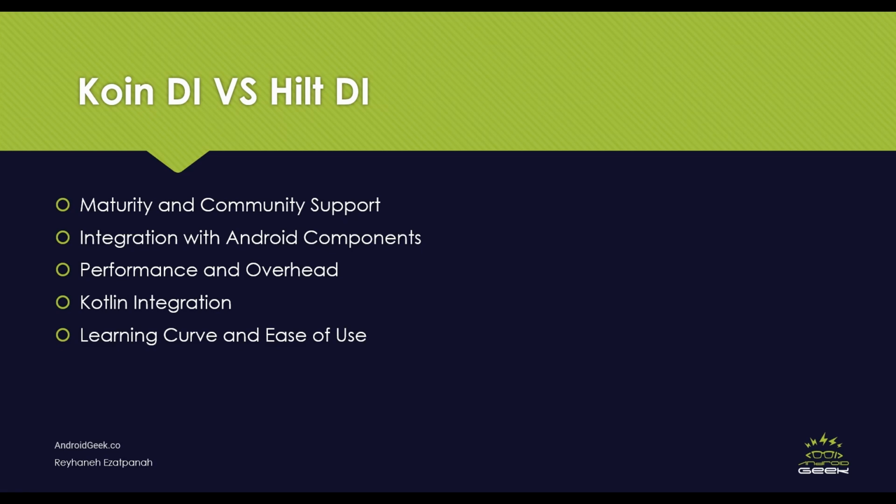Its DSL-based syntax and minimal configuration make it easy to grasp and integrate into Android projects. Hilt, being built on top of Dagger, inherited some of the complexity associated with Dagger's learning curve, while Hilt offers a more opinionated and streamlined approach to DI. To dependency injection, it may require more initial setup and understanding of Dagger concepts.